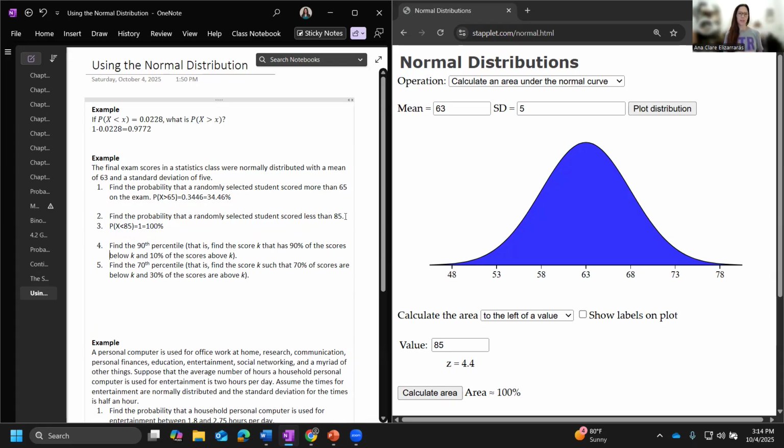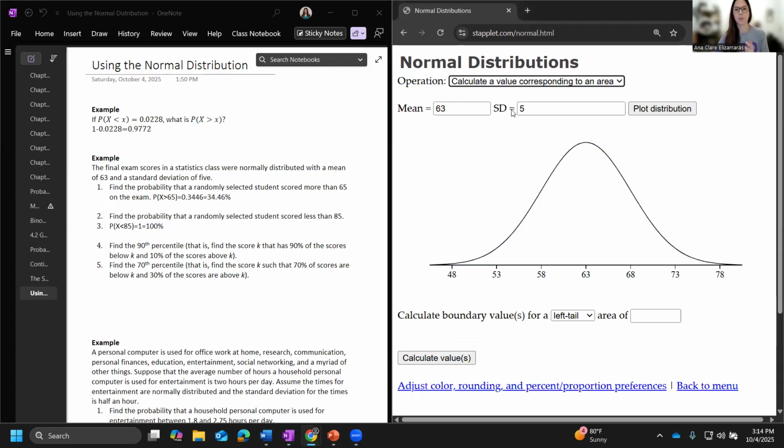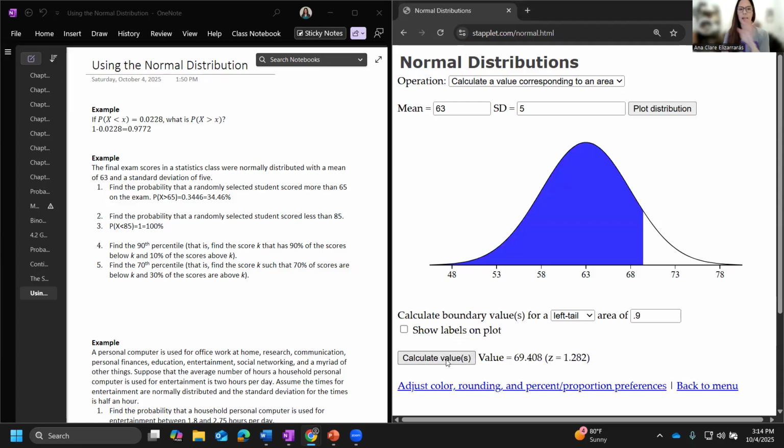Now we're asked to find the 90th percentile. That is, find the score that has 90% of the scores below it. So finding the 90th percentile, we're not being asked for the probability, because they're telling us the probability needs to be 0.9. What they're saying is we want the value that is 0.9. So instead of calculating the area, we actually want to calculate the value. Now, our options are left, right, or central. I'm going to enter 0.9, and that is the 90th percentile, so it's less.